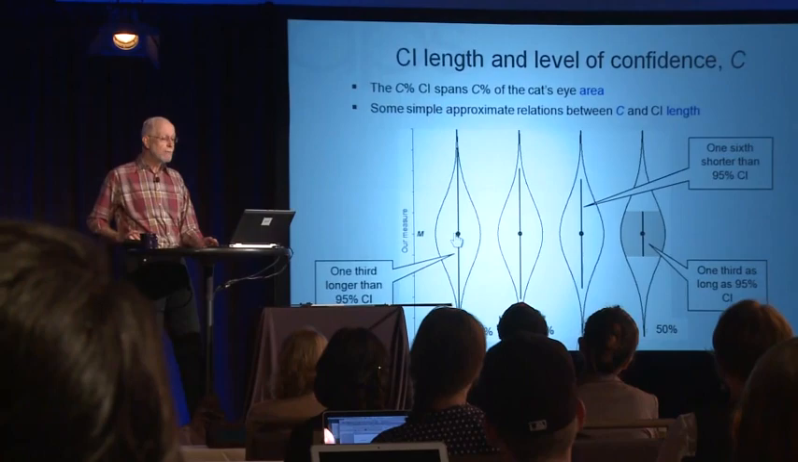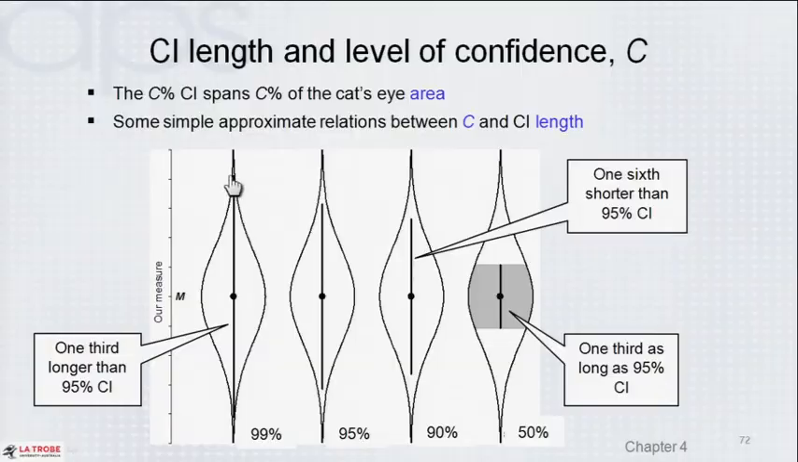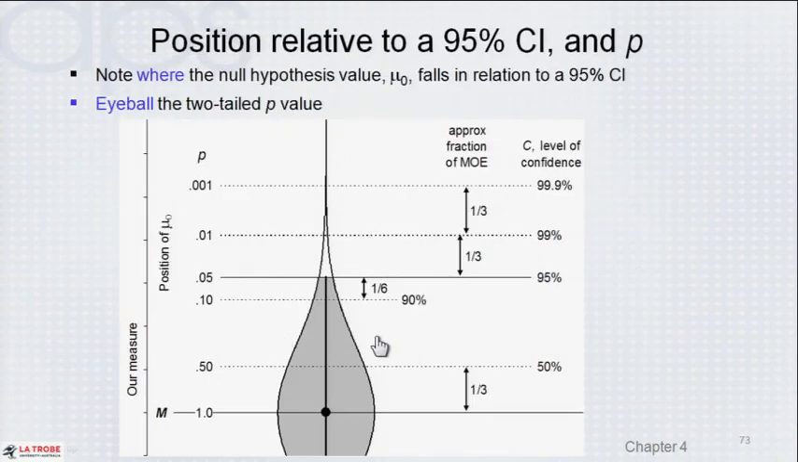If we want to go to 99%, we have to span additional length until we've spanned 99% of the area in the cat's eye. And in fact, because it's so thin up here, we've got to make it quite a bit longer to do that. In fact, about one-third longer. And you can learn a few simple little benchmarks that'll take you 1 minute of your life. Here's a 95% interval. If a null hypothesis value happens to fall right at the end of the interval, that's p = .05. A 99% interval is one third beyond out here. If a null hypothesis value is there, p = .01.